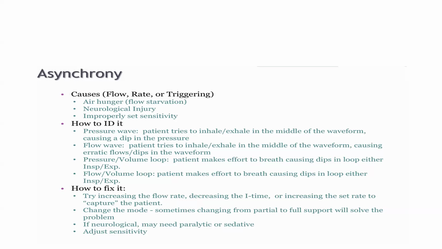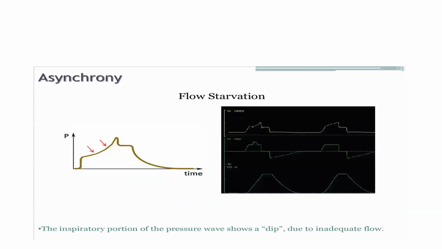Now, how to fix it? Try increasing the flow rate, decreasing the inspiratory time, increasing the set rate to capture the patient. Change the mode, sometimes changing from partial to full solves the problem. If neurological, may need paralytic or sedative and adjust the sensitivity.